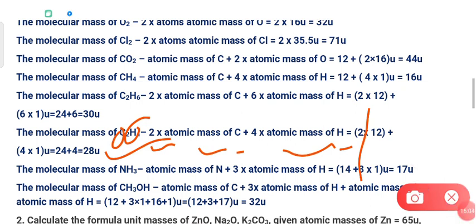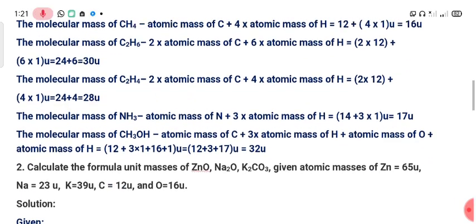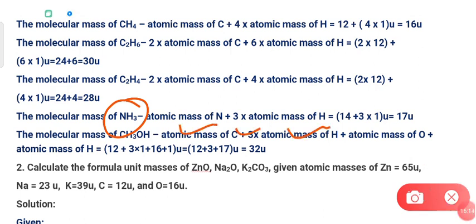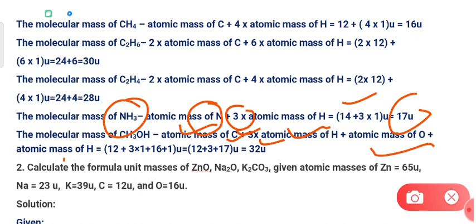Okay, look at the next one. Molecular mass of ammonia, that is NH3. Atomic mass of nitrogen plus 3 into atomic mass of hydrogen, because there is one nitrogen atom and 3 hydrogen atoms. So 14 plus 3 into 1, that is 17 unit. In the same way, molecular mass of CH3OH, that is methanol. So atomic mass of carbon plus 3 into atomic mass of hydrogen plus atomic mass of oxygen plus atomic mass of hydrogen. So total becomes 32 units.